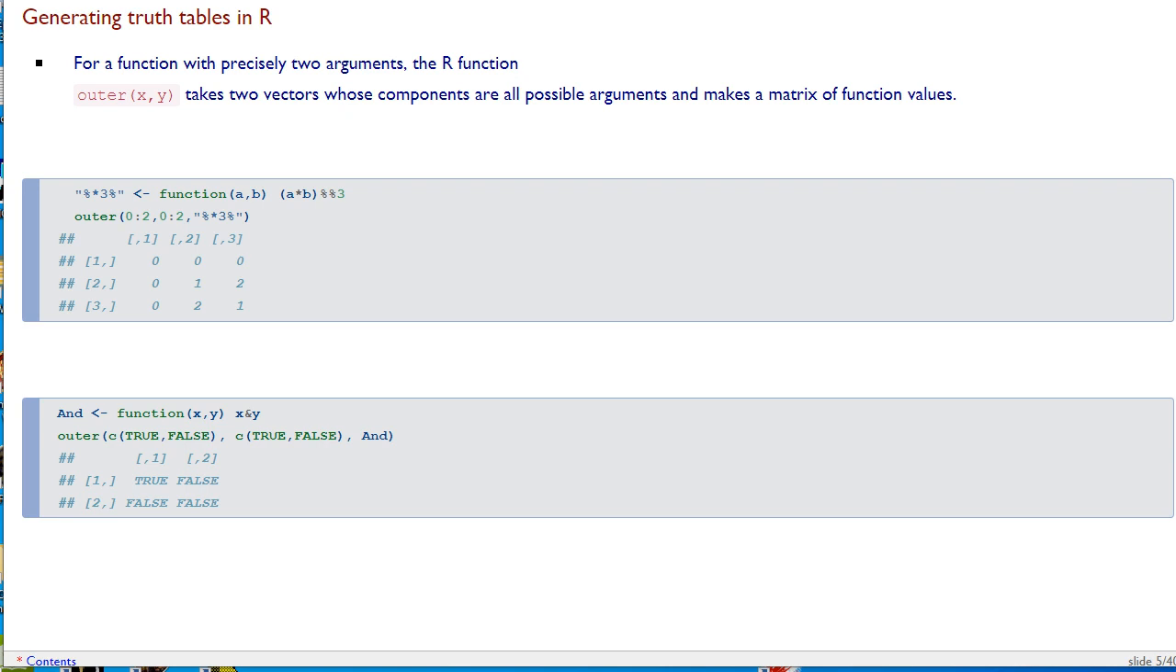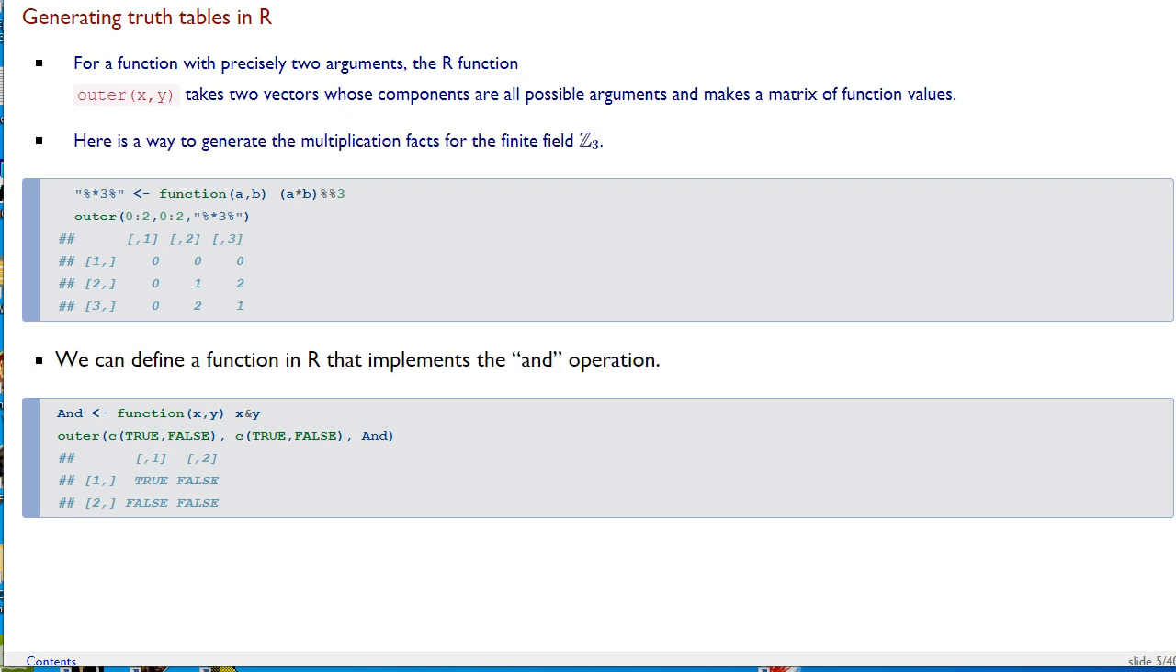And if I ask outer to act on a pair of vectors, both 0 through 2, and evaluate this function, it says, for example, when I get 0 and 0 as arguments, the product is 0. When I get 1 and 2 as arguments, the product is 2. And the only time when we differ from conventional elementary arithmetic is that 2 times 2 is equal to 1, because when you divide 4 by 3, the remainder is 1. So there are the multiplication facts for Z3.